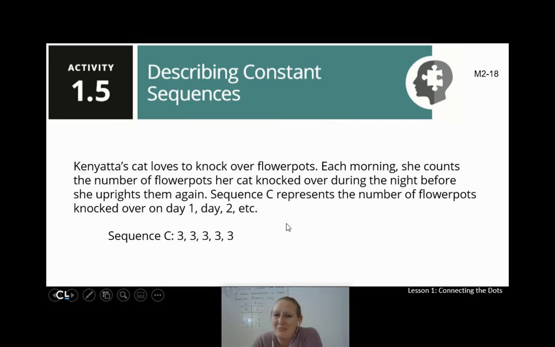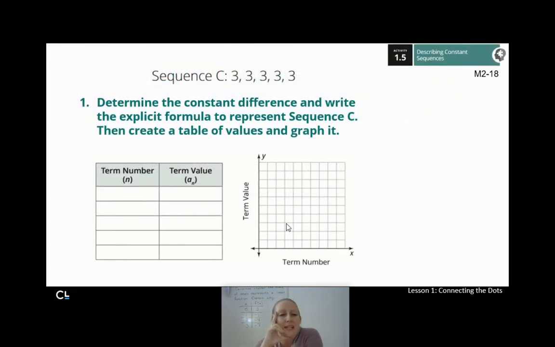Hopefully you're noticing something here. Real quick, can you determine the constant difference and write an explicit formula to represent sequence C? I know that sounds weird, but do it. Go for it. And of course, don't forget also we're going to fill in a table and we're going to graph it as well. So start by writing the explicit formula, then go ahead and fill in your table and graph it. Hit pause to work this out and hit play when you're ready to check your work.